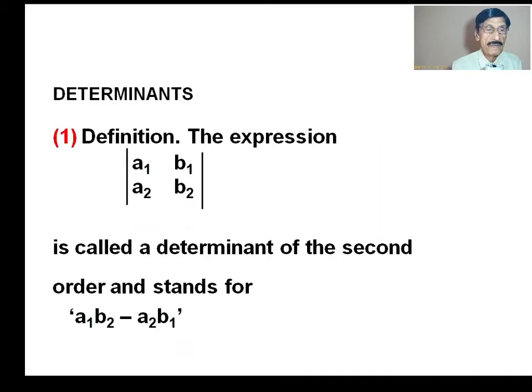So let us start. The definition of the determinants. The expression a1, b1, a2, b2 bounded between two vertical lines is called a determinant, and its value is equal to a1 into b2 minus a2 into b1.